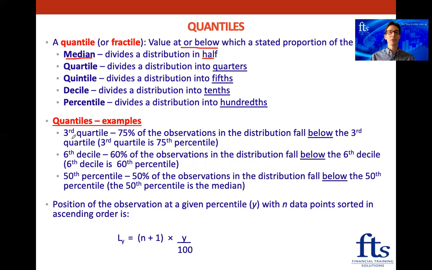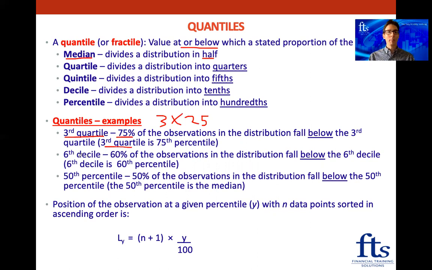If they ask us, what is the third quartile? Quartile, we're dividing into quarters. So third quartile will be 3 times 25. Let's just do it like that: 3 times 25 quarters there. So 3 times 25, third quartile, that's going to be 75% of the observations in the distribution will fall below the third quartile. So the third quartile, we can say, is the 75th percentile.